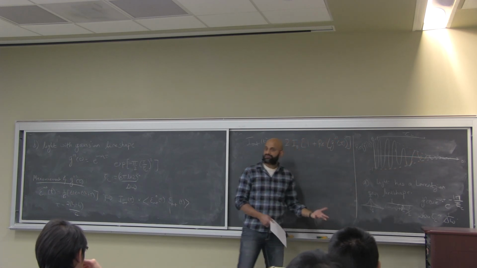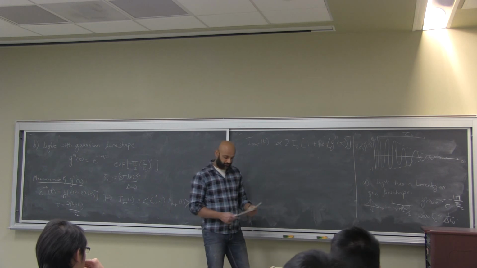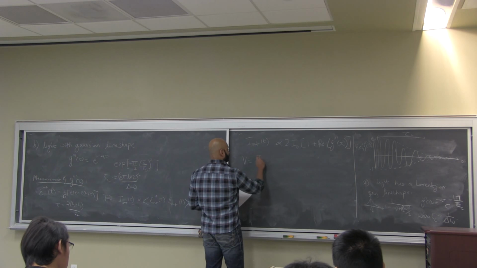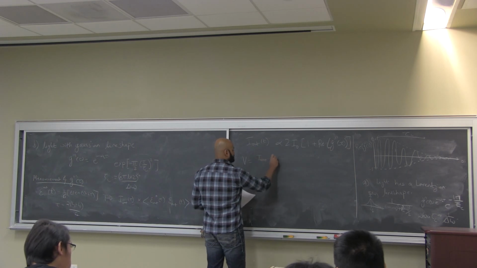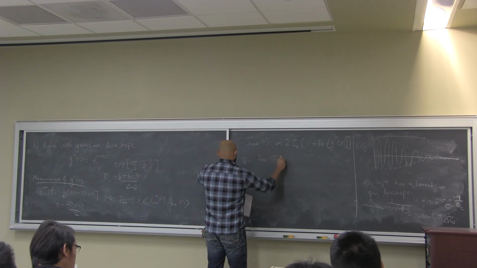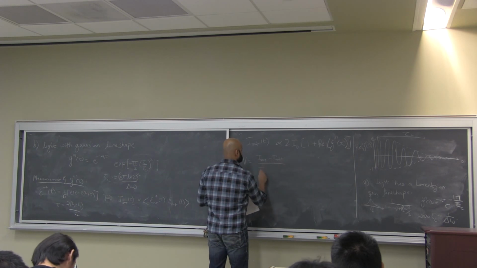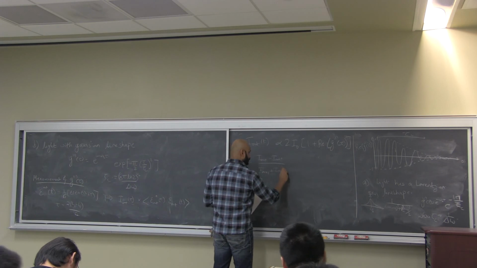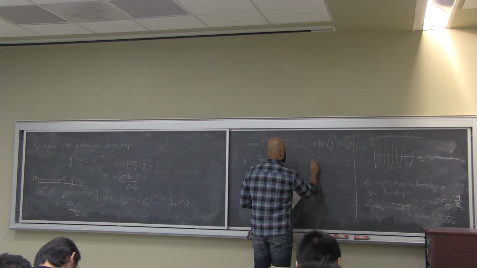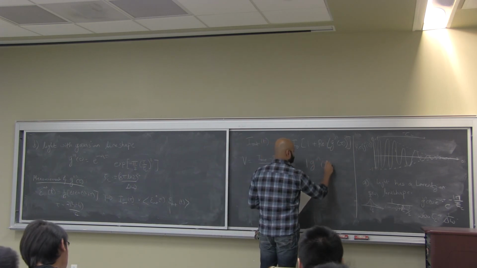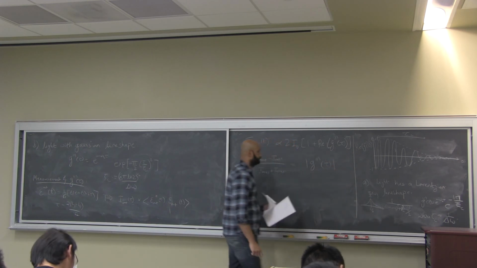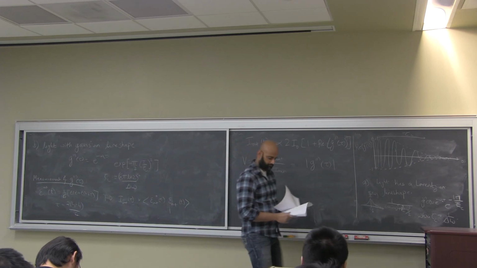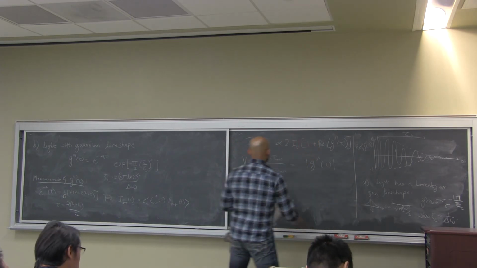So by looking at the visibility, which is defined as V equals I max minus I min divided by I max plus I min, you can easily show that this will be exactly proportional to the modulus of this G1 of tau. Okay. Sorry, modulus.